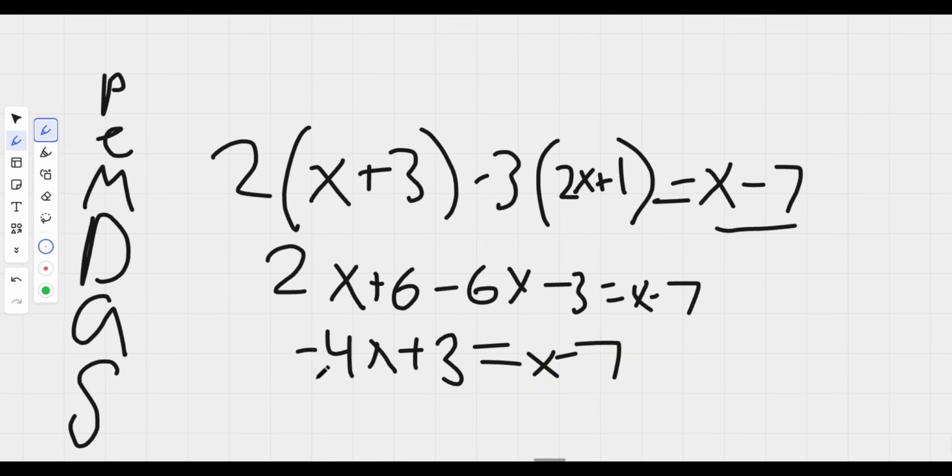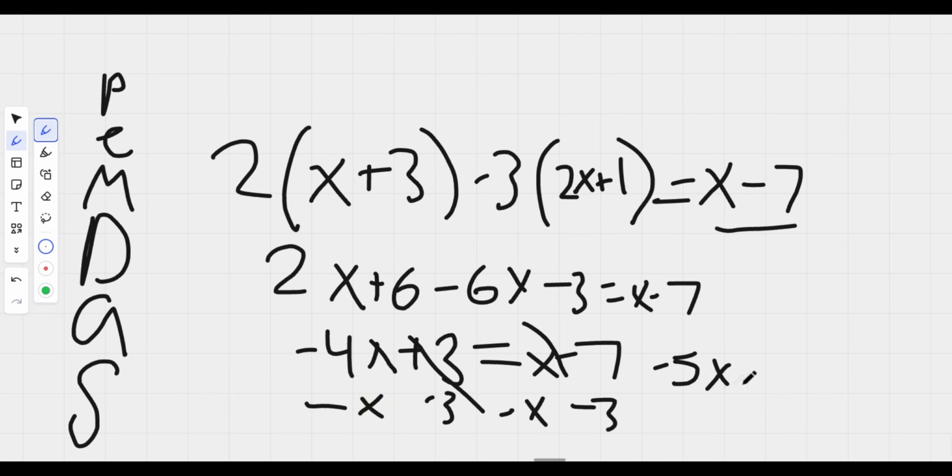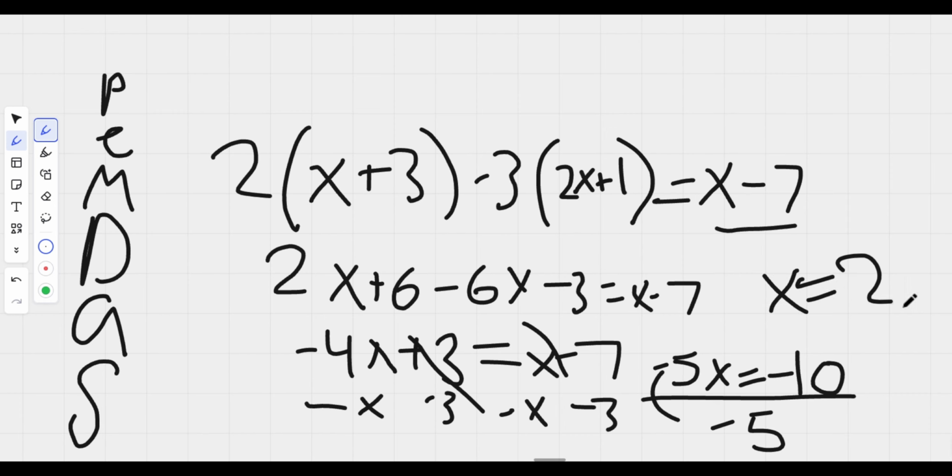So now we're going to want to bring the x over to the left side, and then the constant 3 over to the right side. So we're going to subtract 3 from both sides, subtract x from both sides, and we're going to get negative 5x is equal to negative 10. And then what are we going to do here? Well, remember, we're just going to divide both sides by negative 5, and then we're just going to get x is equal to 2.